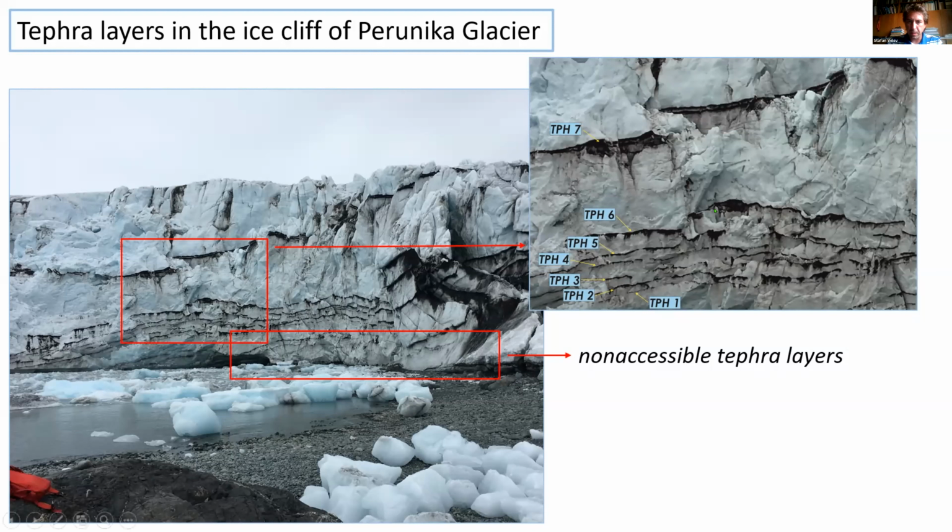The lower 6 levels, from TPH1 to TPH6, are located at relatively equal intervals and have thicknesses of about 3 to 5 centimeters. The layer TPH7, the uppermost layer, is situated about 10 meters above the TPH6 layer and is 10 to 12 centimeters thick. All tephra layers macroscopically consist of predominantly black and subordinately red pumiceous volcanic particles.